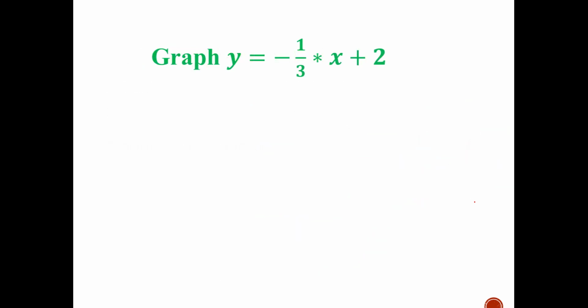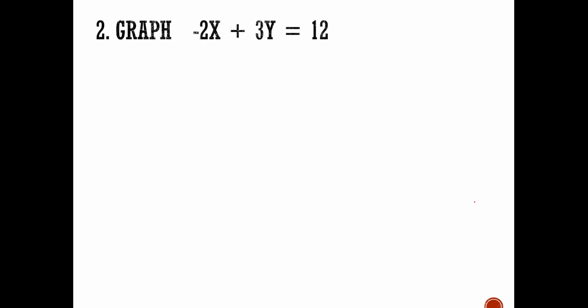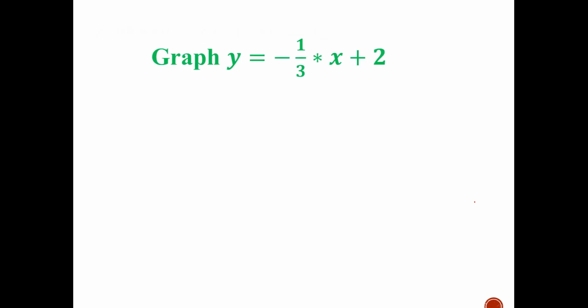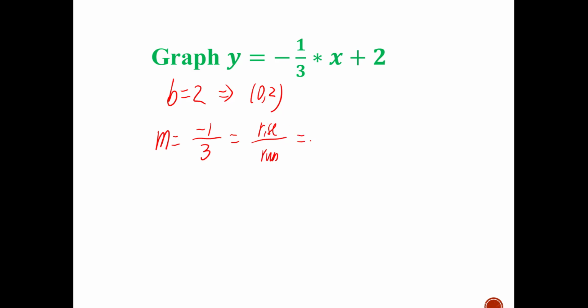Okay, now let's take a look at this one. Graph y equals -1/3 of x plus 2. Here the y-intercept b equals 2, so we get the ordered pair (0, 2). The slope is -1/3, which is rise over run. So -1 on the top means go down 1 unit. Going down is the negative direction, going up is the positive direction. Go down 1 unit, and positive 3 on the bottom means go to the right 3 units.